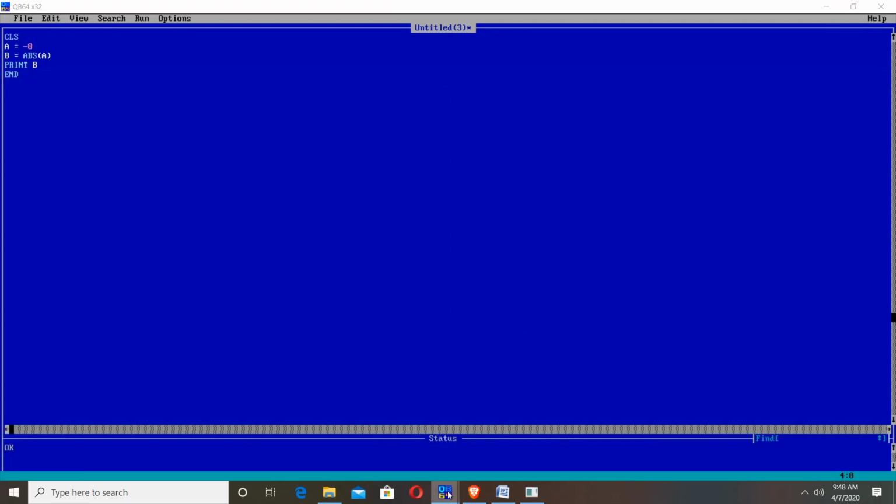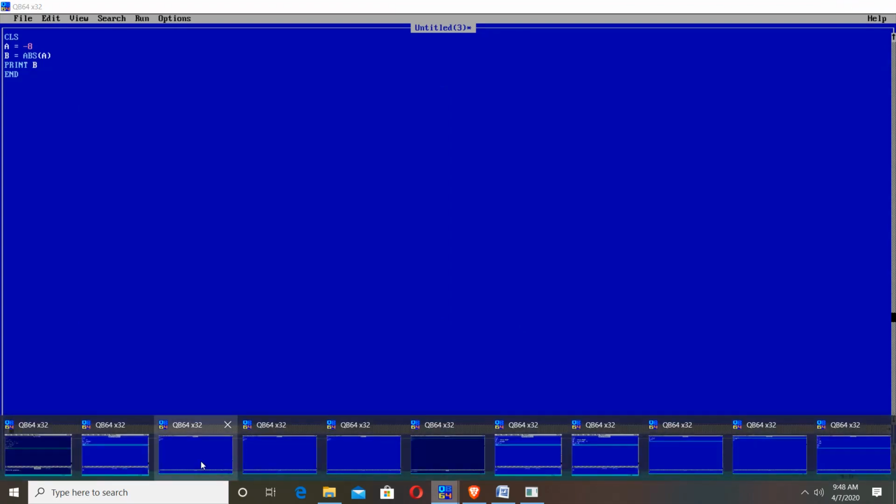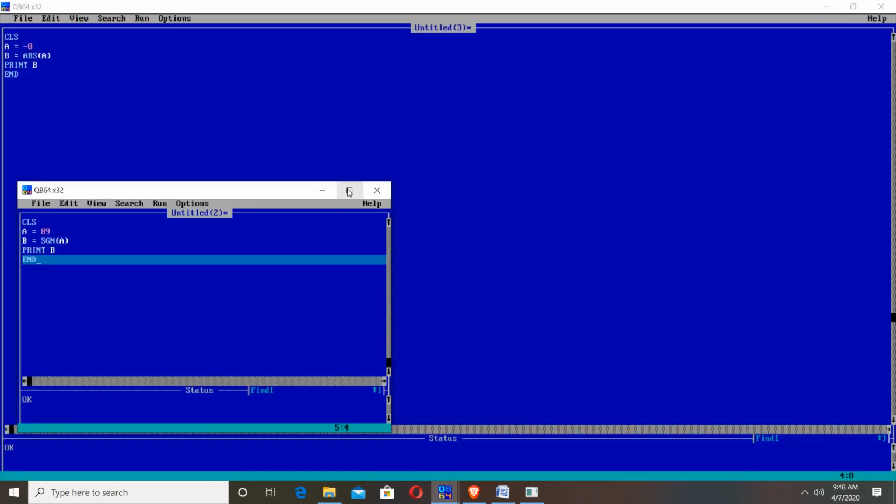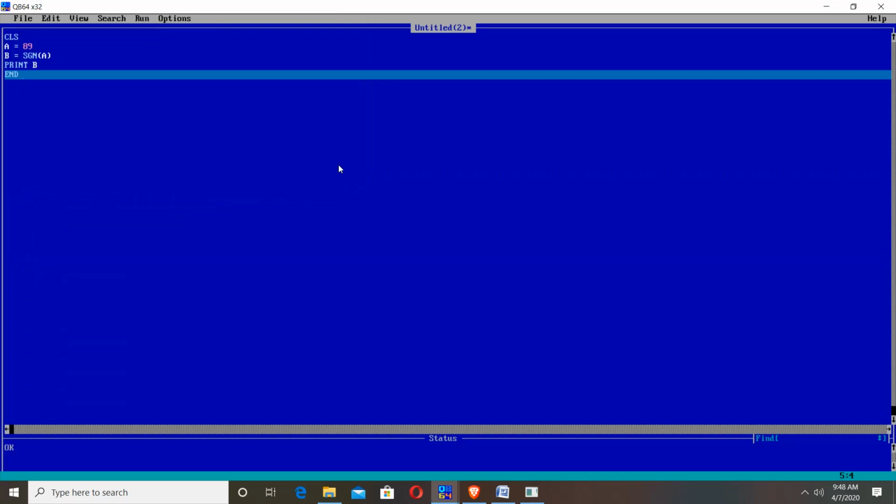Okay, similarly let's check another numeric library function, that is sgn. Now what is the use of the sgn function? The sgn function finds the sign, or it retrieves the sign from the given number. The entered number over here is 89, and we have written here B is equal to sgn bracket A. That means what is the sign before that value 89? That is plus. So the value of B should be here 1. Let's check this out.